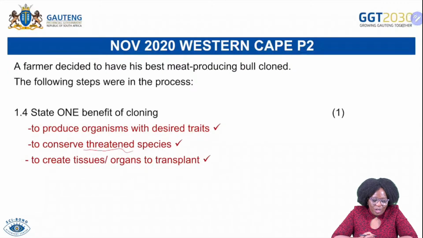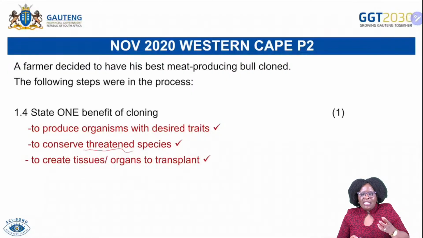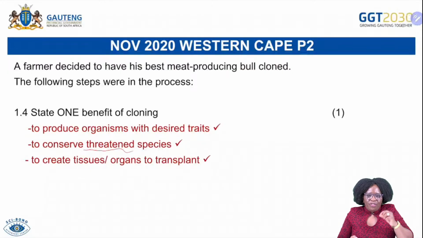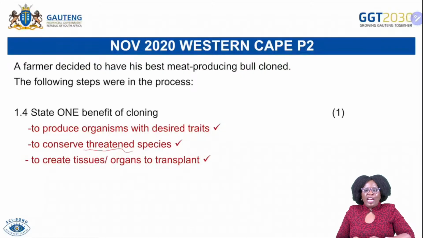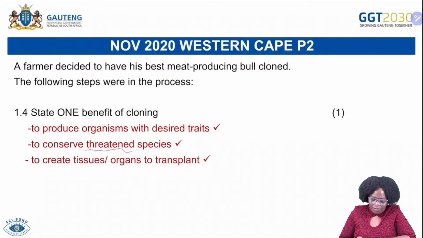And also to create tissues or organs for transplant. Cloning makes it easy that when a transplant is about to take place and the clone is used, there is a complete match of the tissues or organs that are used. You can just choose any of them. Really, you cannot say you forgot the three or many others that we have learned.